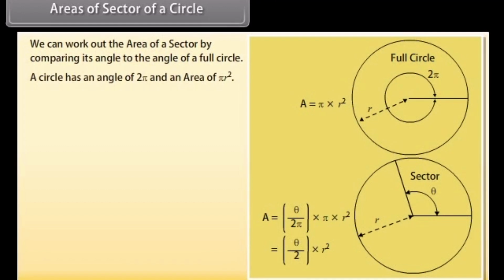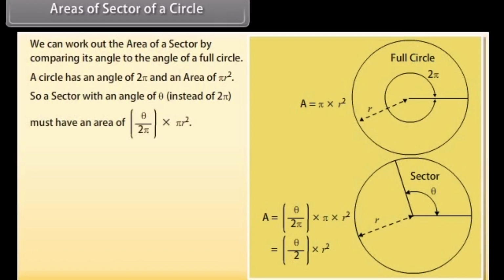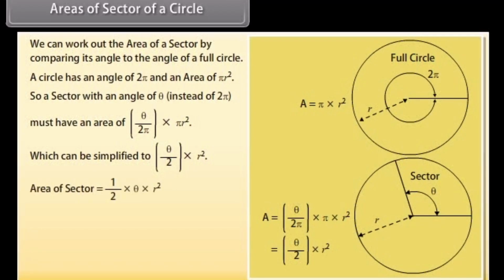A circle has an angle of 2 pi and an area of pi r square. So a sector with an angle of theta instead of 2 pi must have an area of theta upon 2 pi whole into pi r square, which can be simplified to theta upon 2 into r square. Area of sector is equal to 1 upon 2 into theta into r square when theta is in radians.